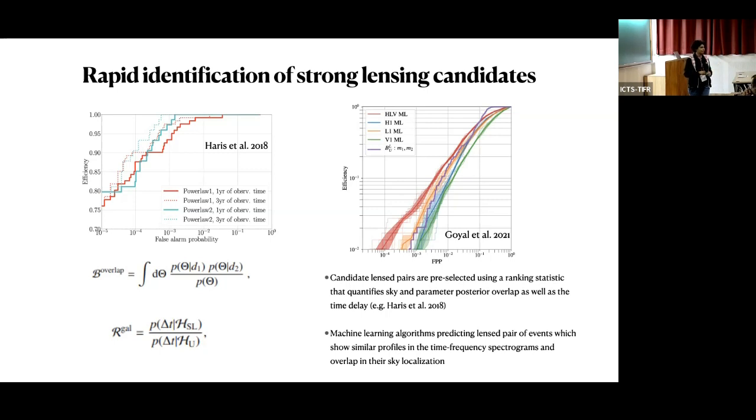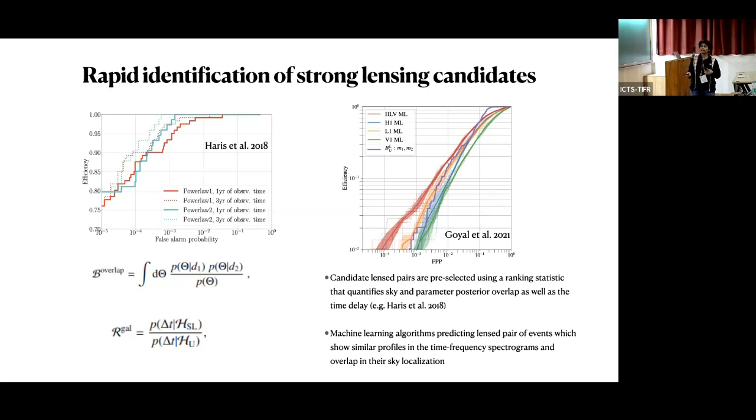How do you say they are actual lensed events or different events? Yeah, so I am going to talk about that now. I'm going to quickly talk about some of the methods that people have used for identifying strong lens candidates. I'm just going to focus on a couple of them, and we can talk about others later perhaps.